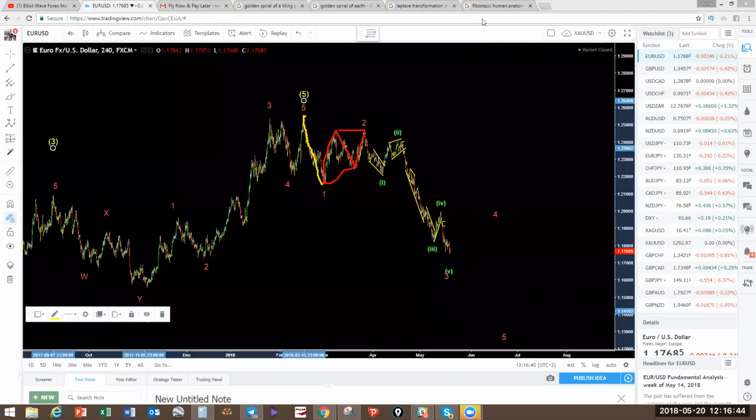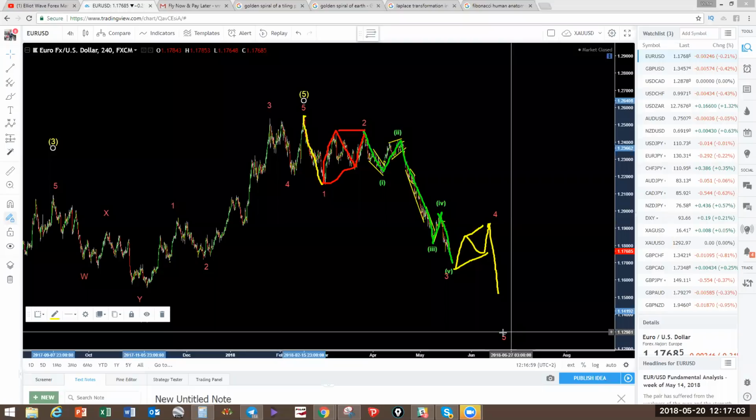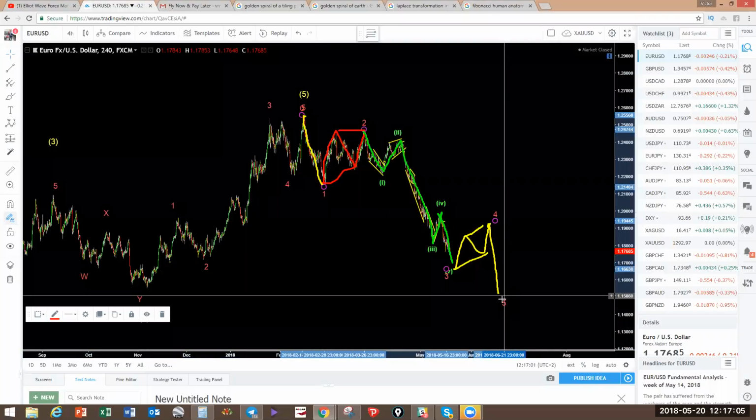And then you start with the lower degree green. 1, 2, 3. Last week we were here. We wanted to get this wave 4. We got it, and now we've completed the wave 5 in green. Now we're looking for wave 4. We don't know the structure that it will form, but we know that it's going to be a corrective structure before we get the last move to the downside. And then that will complete this whole swing.